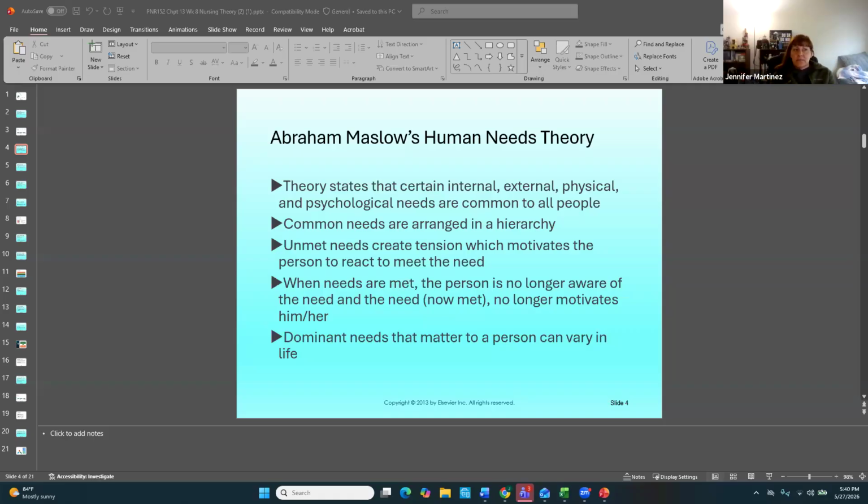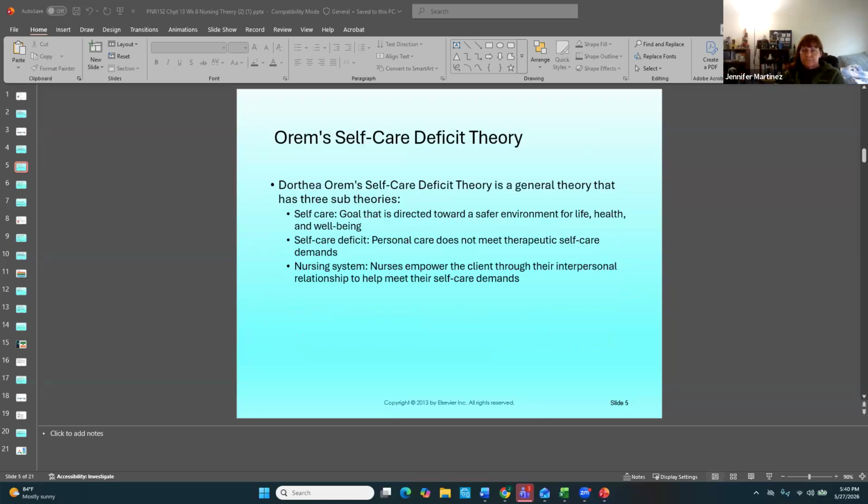The dominant needs that matter to a person can vary in life. Okay, so some of the dominant needs that maybe were more important to you when you were younger aren't as important as you get older, and vice versa, right? Some of the needs that weren't so important when you were younger may be more important to you as you get older. But again, it's those unmet needs that create tension, and it's going to motivate that person to meet those needs.